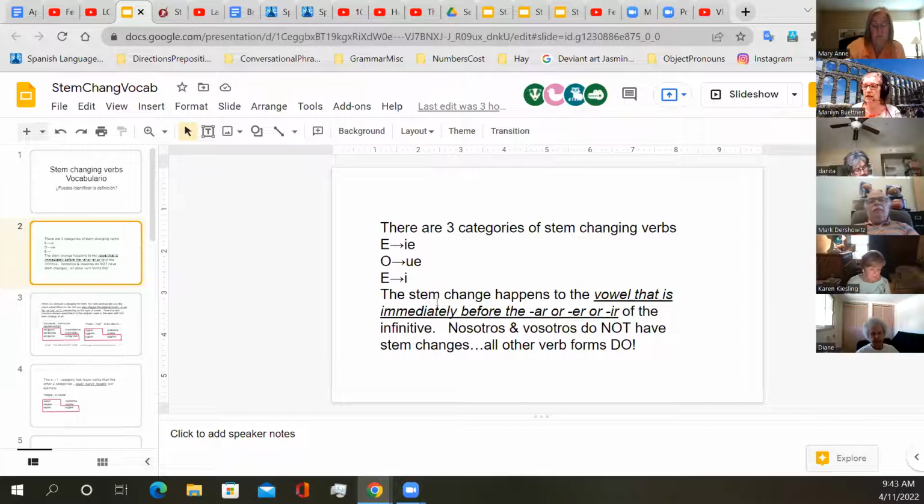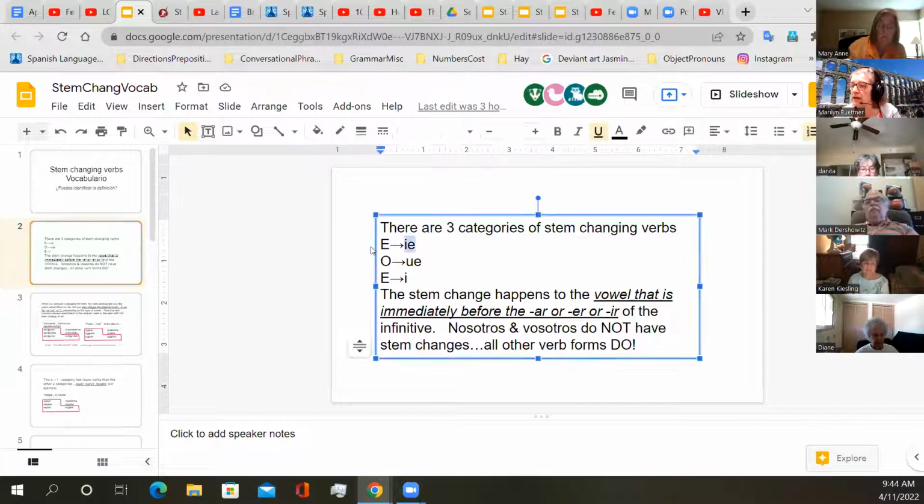The letter E might split off into an IE. Or it might be an O that changes to a UE, or it might be an E, again the same letter E, that changes just to an I, the sound I. How do you know if it's a stem changer that is an IE versus one that is just this I sound? Well, sadly, you just have to know. You can't look at it and say, oh, because it's spelled like this, it will be that. No, you just have to know.